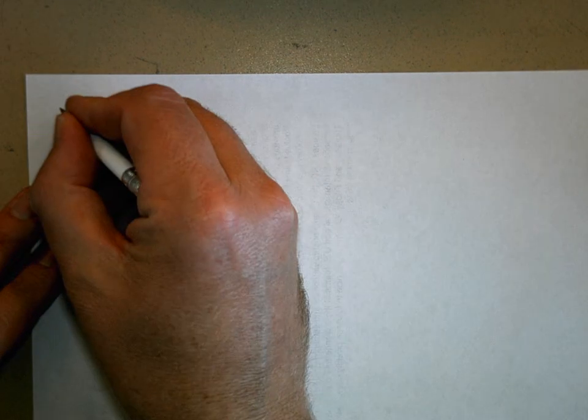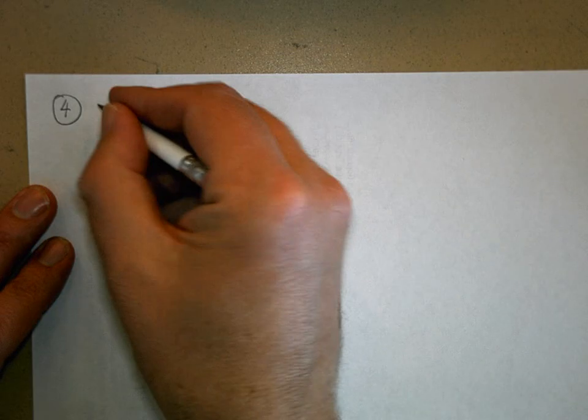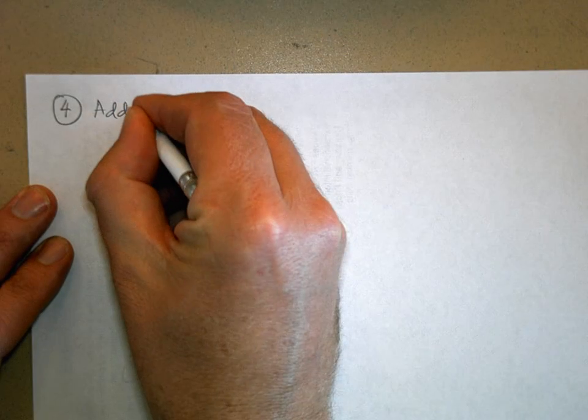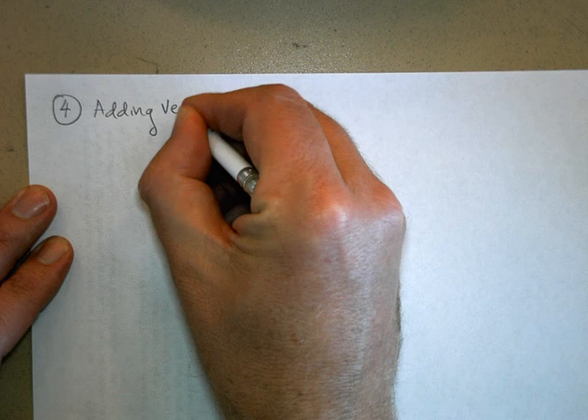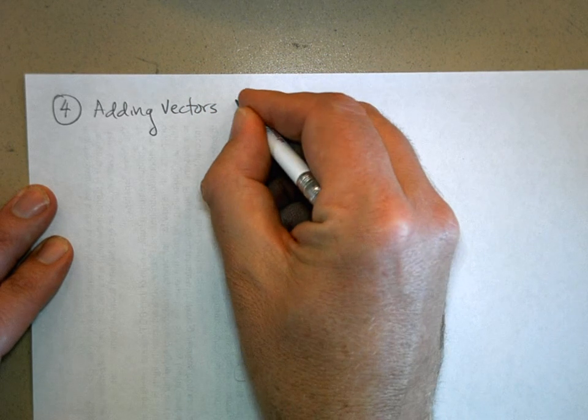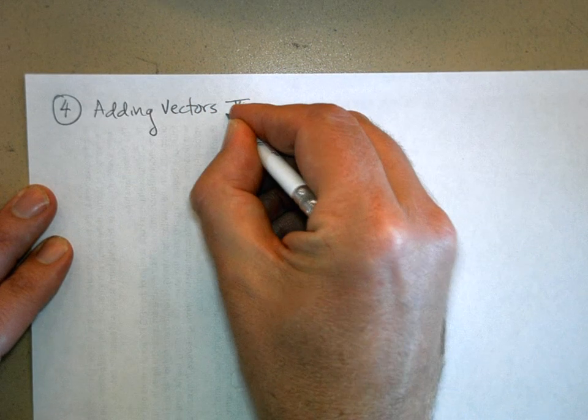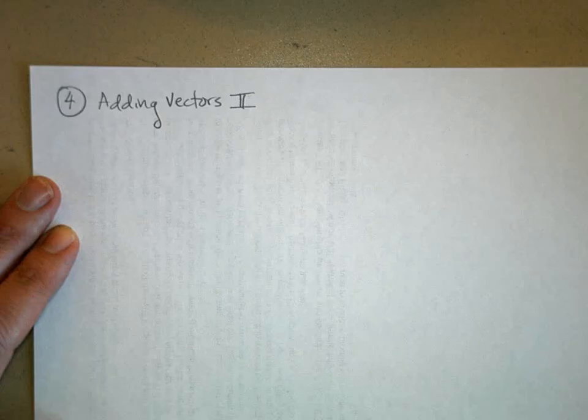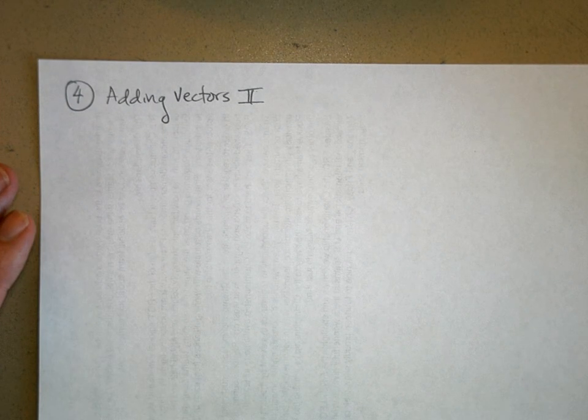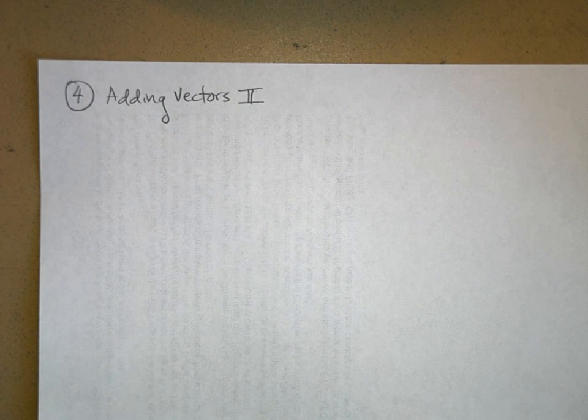Let's do assignment 4. It's called adding vectors, part 2. What we're going to be doing in this assignment is we're going to be adding vectors, but we're going to be adding vectors that aren't necessarily lined up with the x and y axis like we did with the last assignment.